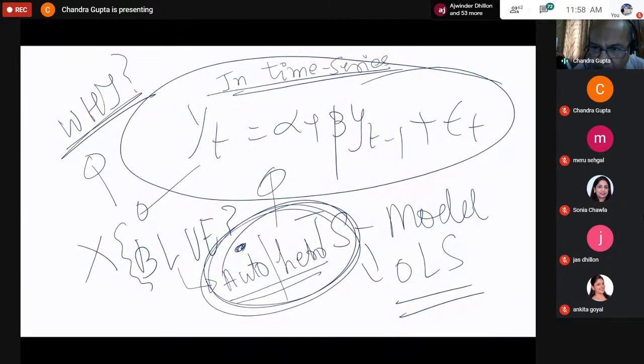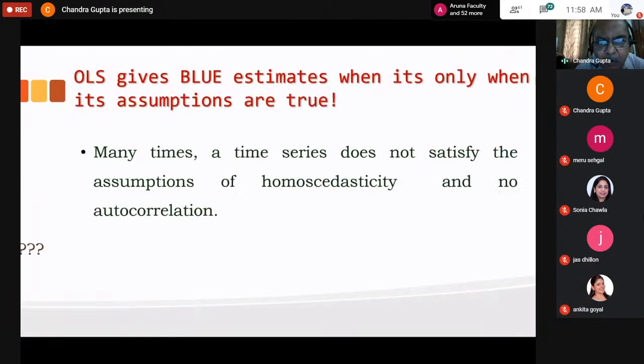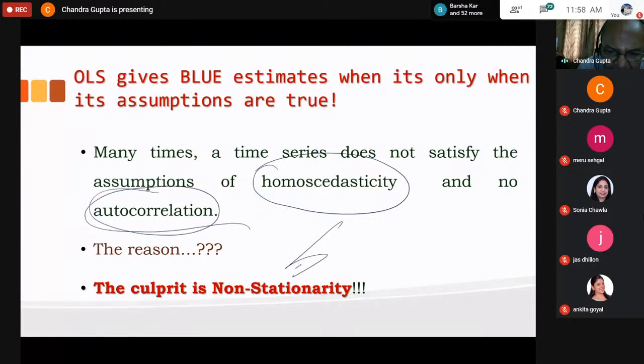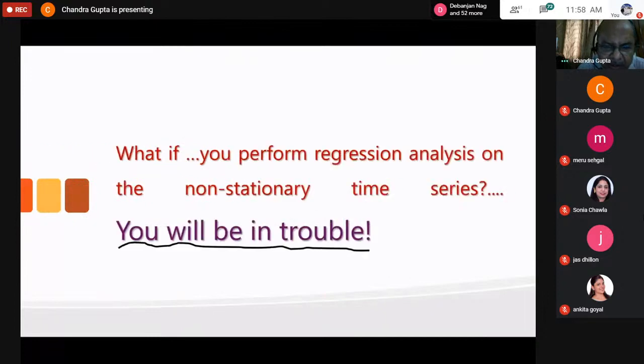Should you transform your data to get BLUE estimates? Should you change your model to get BLUE estimates? What should you do so that you will get BLUE estimates? That's the challenge, you know. We have to confront it and come out with the solution. OLS gives a BLUE estimate when its assumptions are true, and most of the time you'll find assumptions related to homoscedasticity and autocorrelation are not true. And the culprit is the non-stationary behavior of the data. Okay, so that takes us to the discussion of non-stationarity.